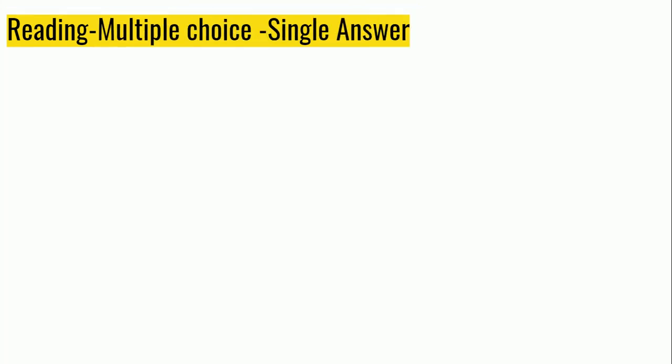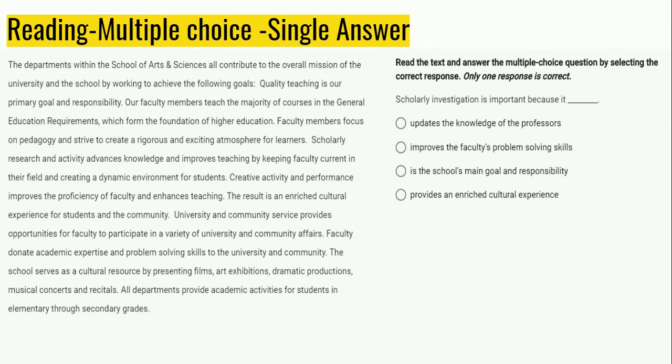The next type is multiple choice single answer. So you have to read this paragraph and you have to write the answer on the right hand side, and here you will have only one answer which is correct. The difference is like here you have a radio button, and for multiple choice multiple answer you have a checkbox. So with that you will know you have to give one answer or more answers.